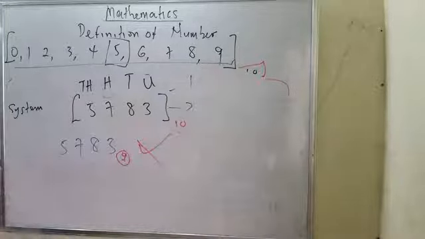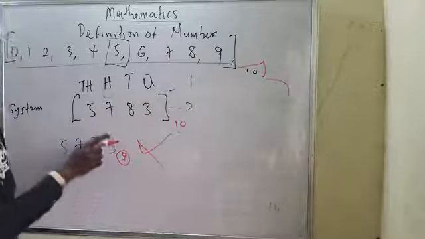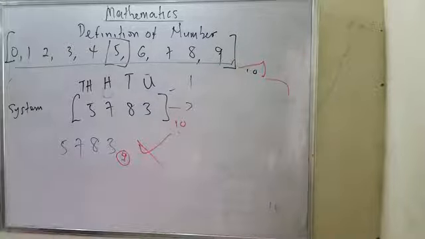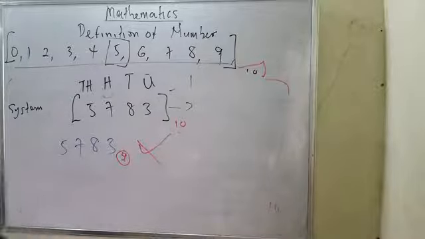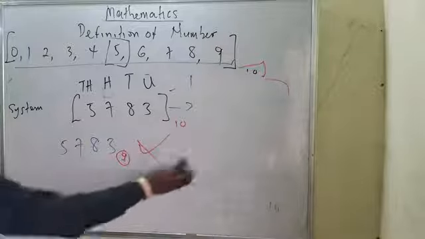5783 in base 9. Not calling it 7,000. No. 5,000. No. You have done wrong. Okay, let's move on. Before I end this part, let me quickly move on to the next one.